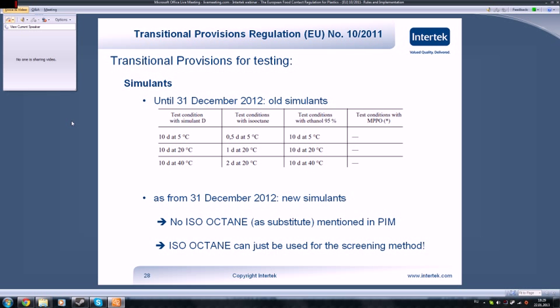As from December 31st, 2012, the new simulants are applicable. So no isooctane. It's just mentioned in the PIM for one specific case. But for other cases, it's no more listed. However, you can use screening methods with the testing in the PIM, and therefore isooctane can be used, but not for verification, and there's no list which shows comparable test conditions anymore.